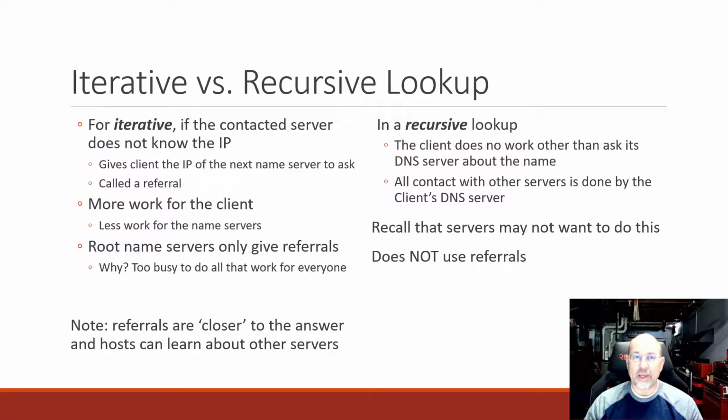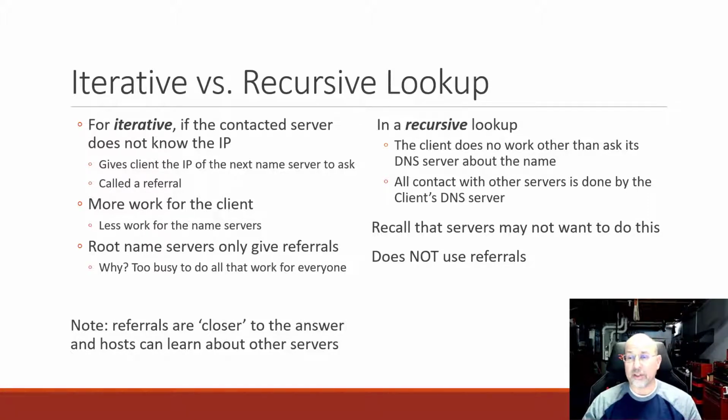So again, for iterative, if the contacted server doesn't know the IP address, then we're going to give the client the IP address of the server to look up, and then the client will actually do that process. That's not what we just went through. What we just went through is a recursive lookup, where the client doesn't do a whole lot of work. It just says, I need this IP address, and then all of the servers will get together and figure out the answer. Now, not all servers will want to do recursion.